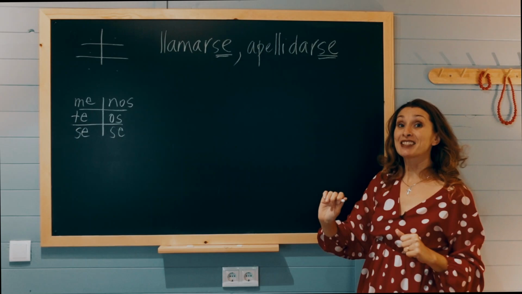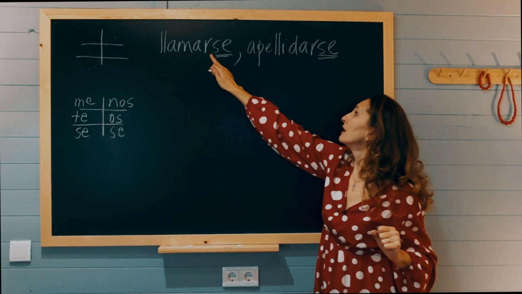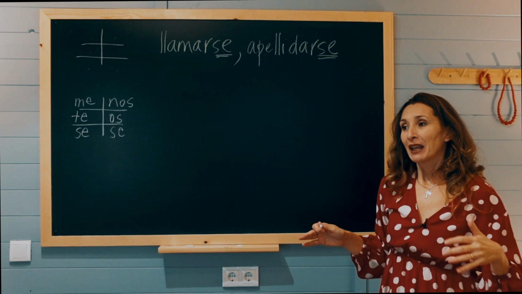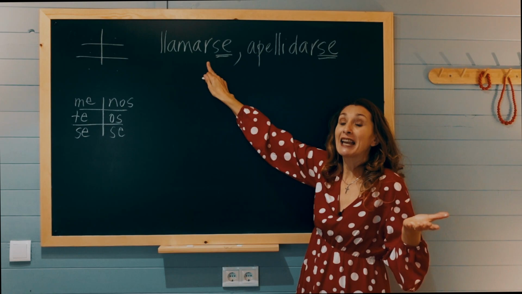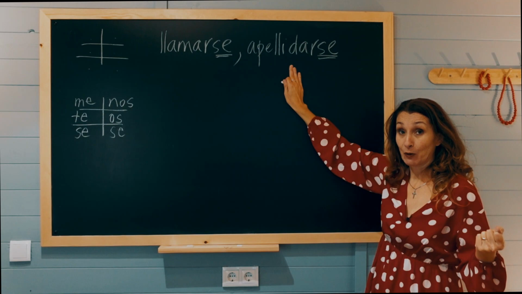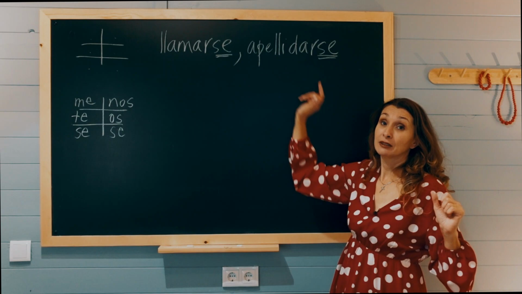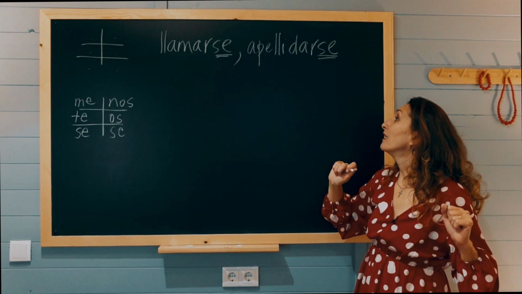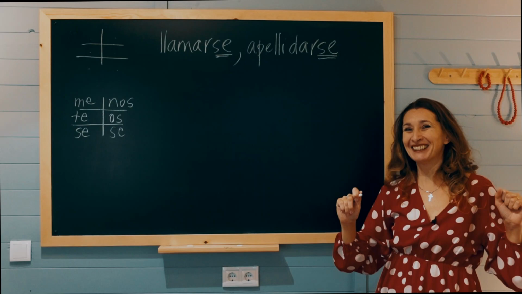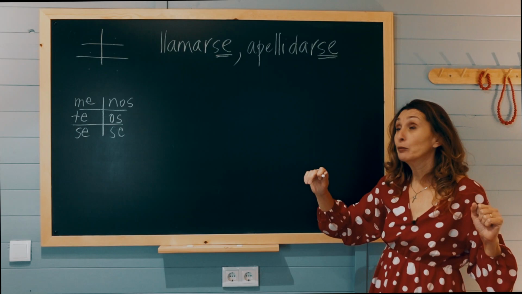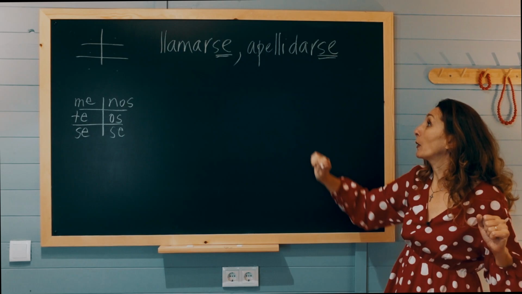Now we need to see a conjugation of llamar, okay? Llamarse, apellidarse, basically means to be called, or when you say your name, or this is for when you say your surname, okay? So, in English you would just say my name is Eva and my surname is McConaughey, but in Spanish they use these two verbs. They don't say my name is, they say I'm named Eva and I'm surnamed McConaughey, for example, no? So they use a special verb to give their name and give their surname, okay? So, let's conjugate llamar.